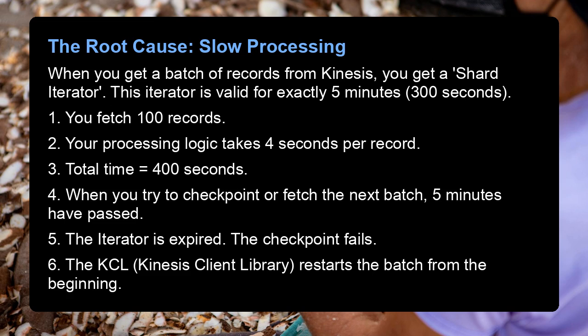1. You fetch 100 records. 2. Your processing logic takes 4 seconds per record. 3. Total time equals 400 seconds. 4. When you try to checkpoint or fetch the next batch, 5 minutes have passed. 5. The iterator is expired. The checkpoint fails. 6. The KCL, Kinesis Client Library, restarts the batch from the beginning.